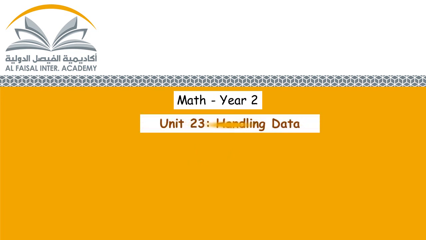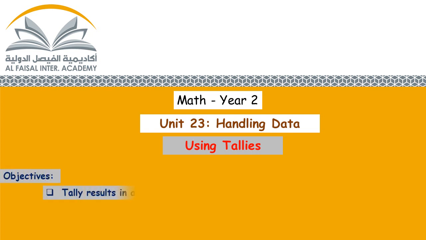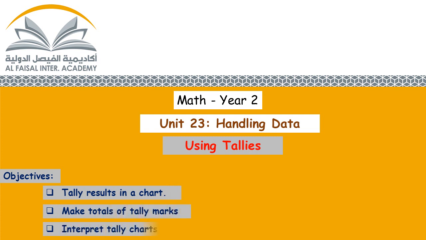We will be having Unit 23, Handling Data. The first lesson is using tallies. The objectives are tally results in a chart, make totals of tally marks, and interpret tally charts.